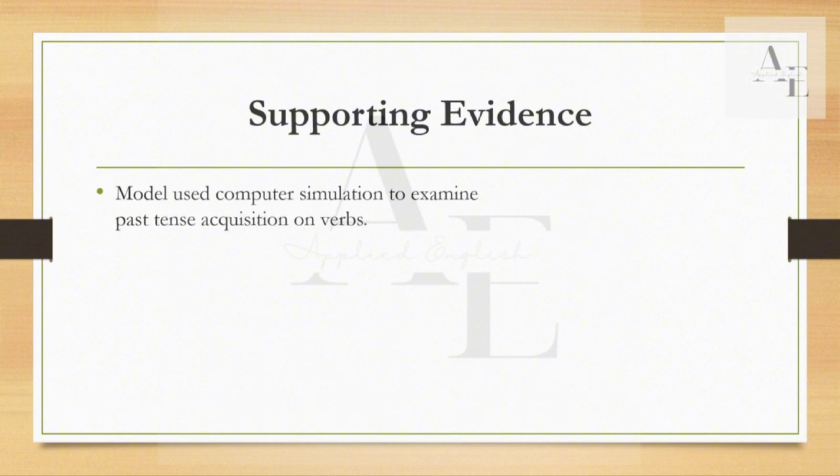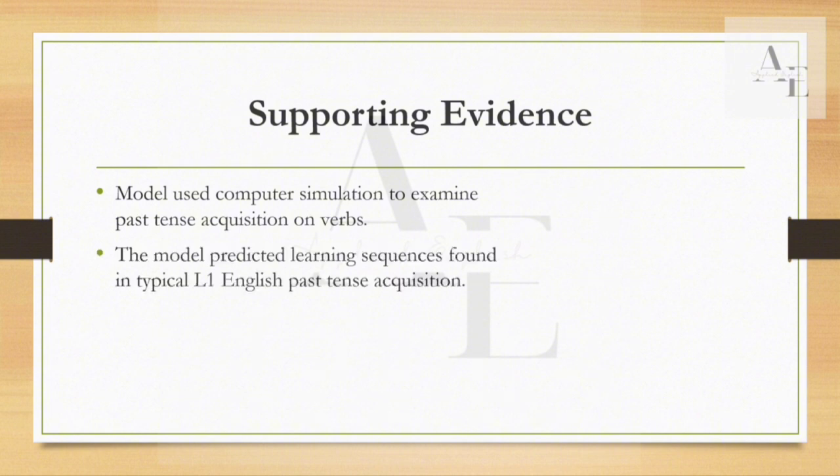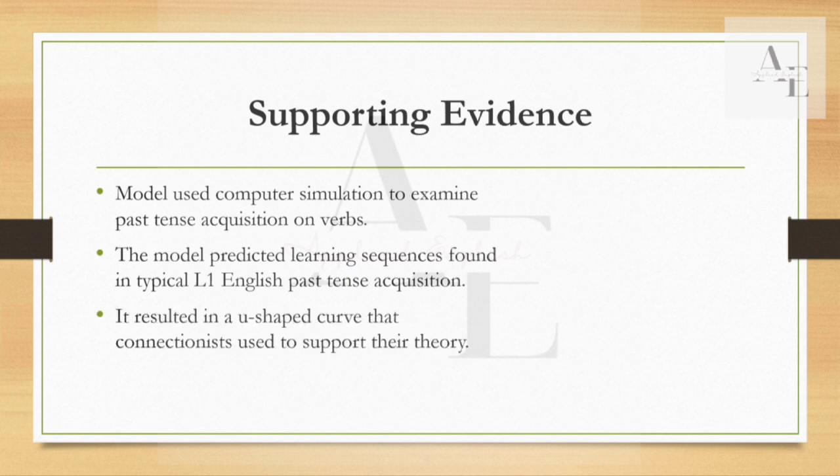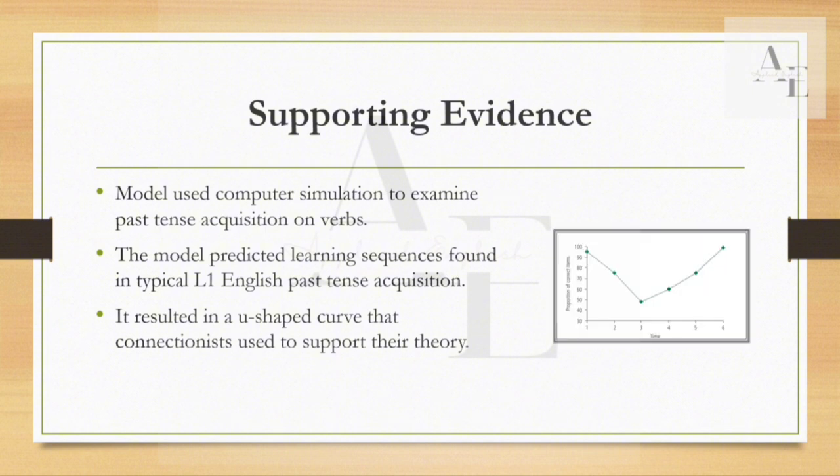They used a model in computer simulation to examine past tense acquisition on verbs. So they made a computer simulation to examine this view. The model predicted learning sequences found in typical L1 English past tense acquisition. They made this simulation to predict the acquisition of the past tense morpheme, which is the ed in English. It resulted in a U-shaped curve that connectionists used to support the theory. So this is the U-shaped curve.